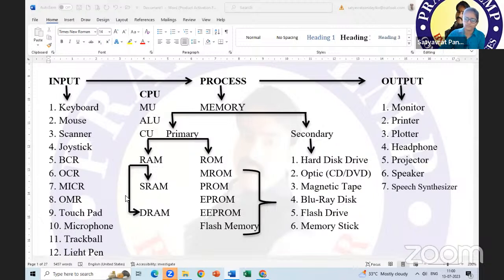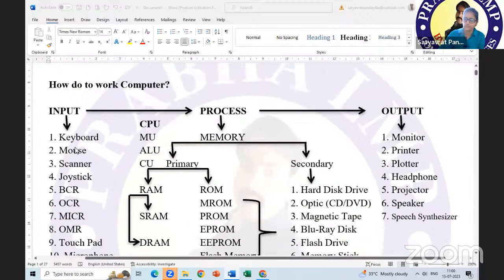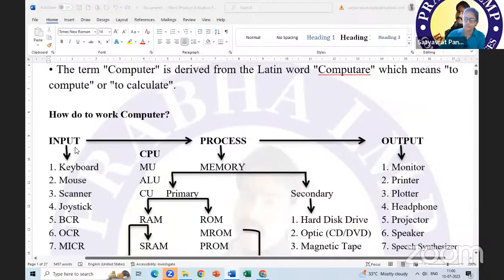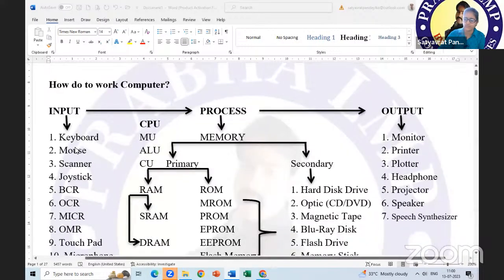And secondary memory is divided into hard disk drive, optical disc, CD, DVD, magnetic tape, Blu-ray disc, flash drive, memory stick, and then we get the output through monitor, printer, plotter, headphone, projector, speaker, speech synthesizer.